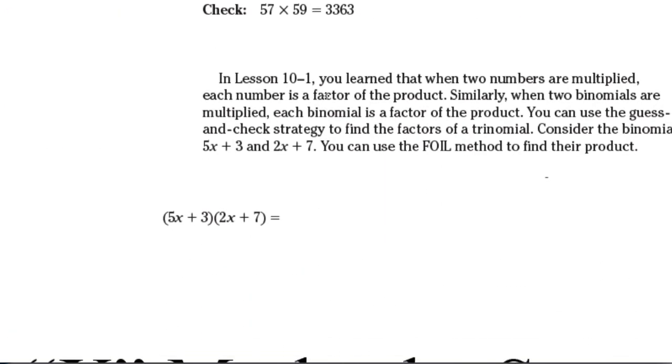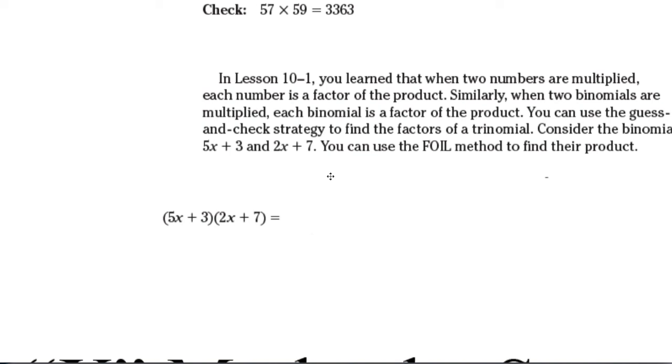In lesson 10-1, you learned that when two numbers are multiplied, each number is a factor of the product. Similarly, when two binomials are multiplied, each binomial is a factor of the product. So you can use the guess and check strategy to find factors of a trinomial. Consider the binomials 5x plus 3 and 2x plus 7.